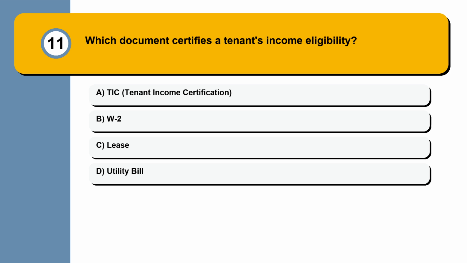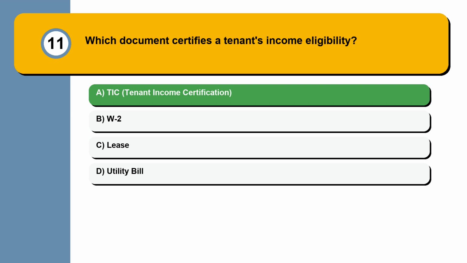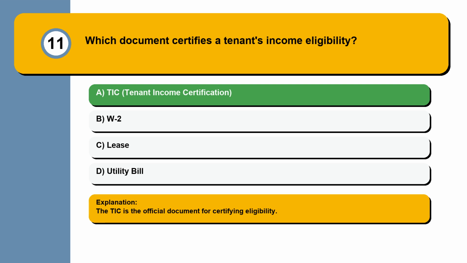Question 11. Which document certifies a tenant's income eligibility? TIC, Tenant Income Certification, W-2, Lease, Utility Bill. The TIC is the official document for certifying eligibility.